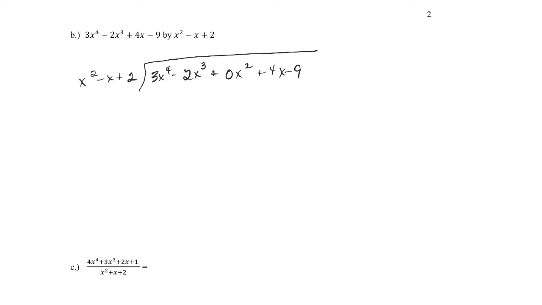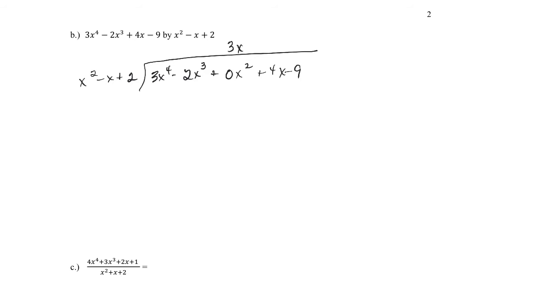Okay, so let's try the next one. 3x to the fourth minus 2x cubed plus 4x minus 9 divided by x squared minus x plus 2. So again, 3x to the fourth minus 2x cubed plus 4x minus 9, that's the dividend. Put in a placeholder for the x squared. And we're dividing by the divisor, which is x squared minus x plus 2. So looking at the first term, I'm looking at 3x to the fourth, and I want to know, what do I need to multiply x squared by to get 3x to the fourth? Well, I would need to multiply by 3x squared.